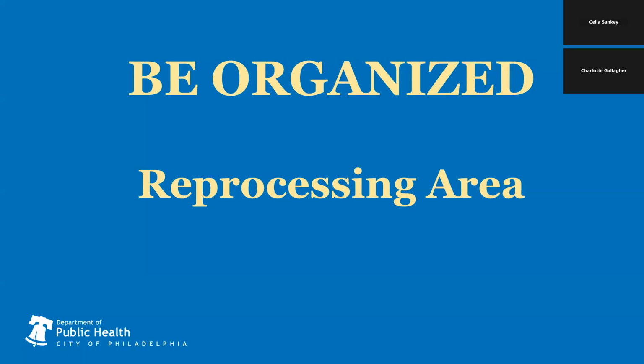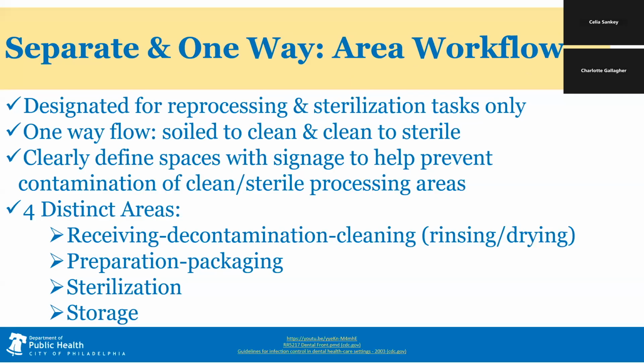First, let's lay some groundwork for the entire reprocessing area by examining its required components. A designated sterilization area should always be separate from any patient care areas, and it should always follow a one-way flow from soiled or dirty to clean. The designated spaces will start at receiving decontamination, go to preparation and packaging, then sterilization, and then they should end at clean storage.